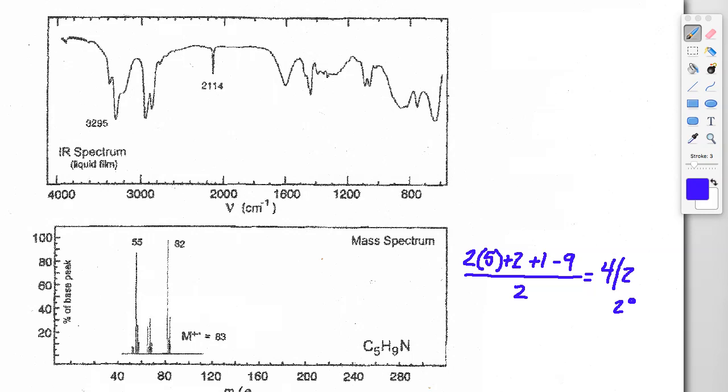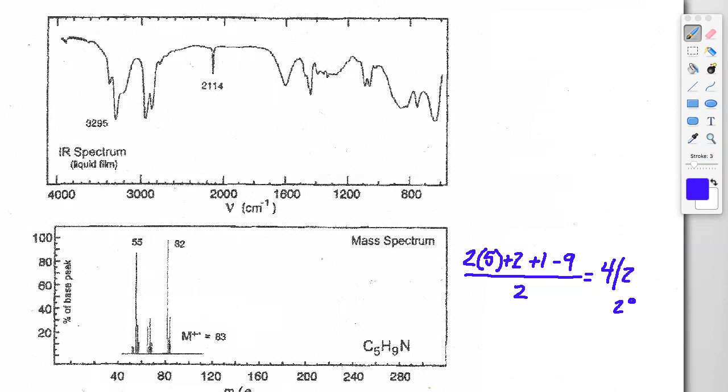All right, so 2 degrees of unsaturation. That means we do not have an aromatic ring because you need a minimum of 4 for that. So anything suggesting an aromatic ring should be out. We could have a triple bond, we could have 2 double bonds, 2 rings, a ring and a double bond, things of that nature. So now we want to take a look at the mass spec a little more carefully since we have our degrees of unsaturation.